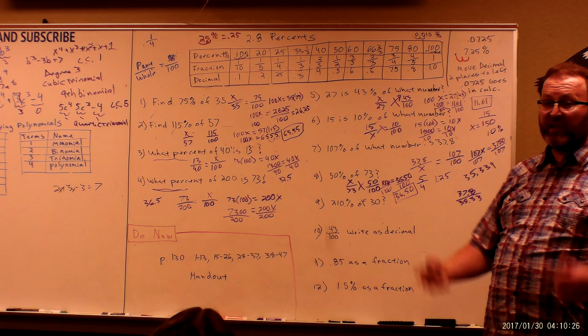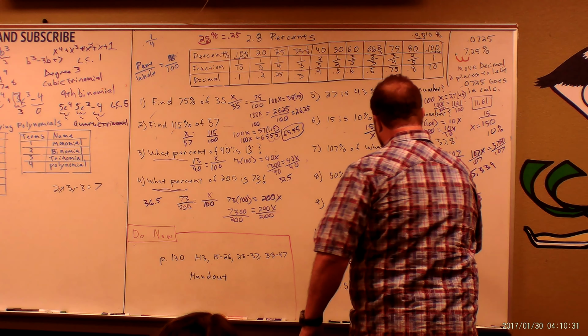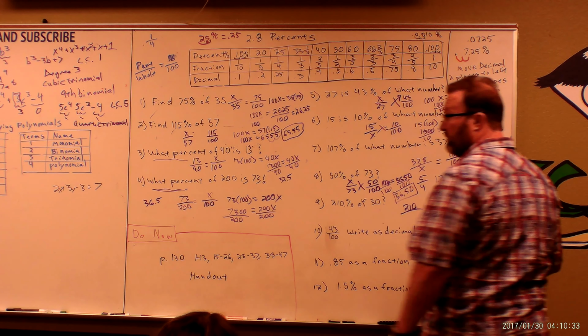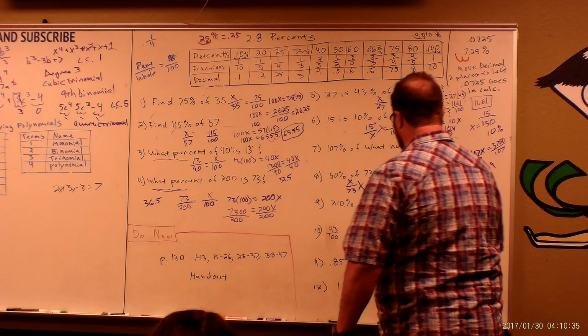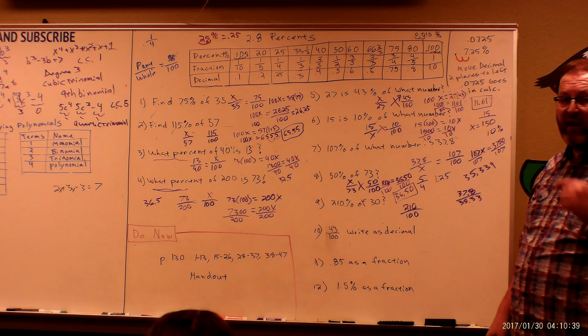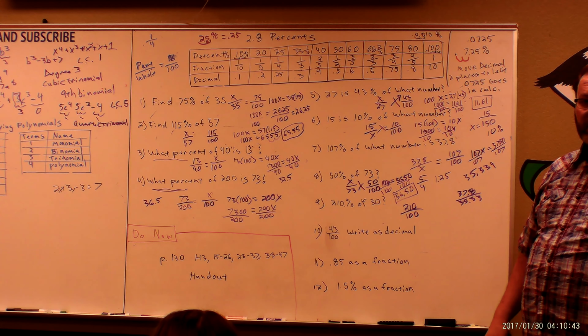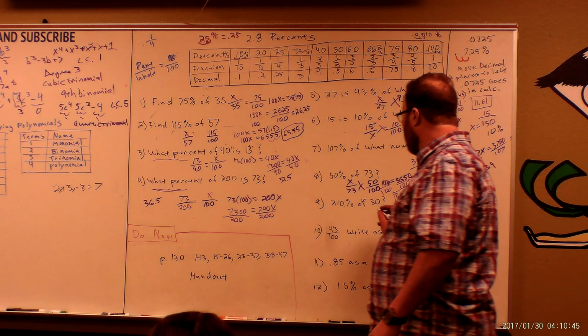210%. This is one of those weird problems, right? Okay, so we're going to be 210 over what? 100. Now I have a question. 210% of 30. What's going to go at the top or the bottom? Which one's going to go at the bottom?